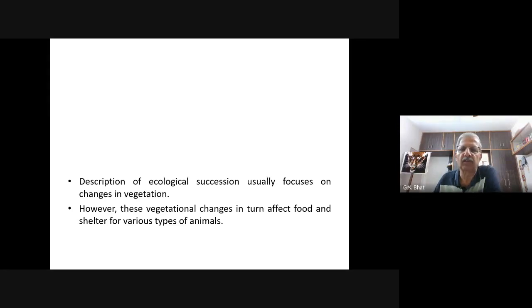Description of ecological succession usually focuses on changes in vegetation. So whenever we speak about succession, it is always focused on changes in vegetation. However, these vegetation changes in turn affect food and shelter for various types of animals. The presence of any animals in any particular place depends upon what type of plants are there. Right? Okay.